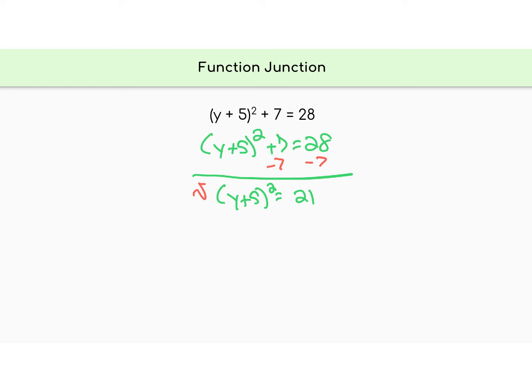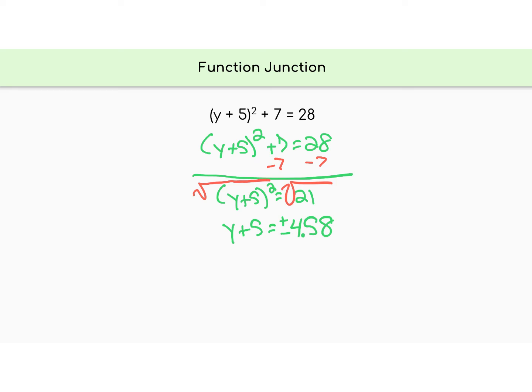Now we're going to take the square root of both sides. The square root of (y + 5)² is just going to be y + 5. But now the square root of 21, this is not a perfect square. So you can use your calculator to find it, and we're going to round our answers to the nearest hundredths. So in this case, it's going to be 4.58. And remember, we're going to write it as positive 4.58, and it could also be negative 4.58. So now this example is going to have two solutions.